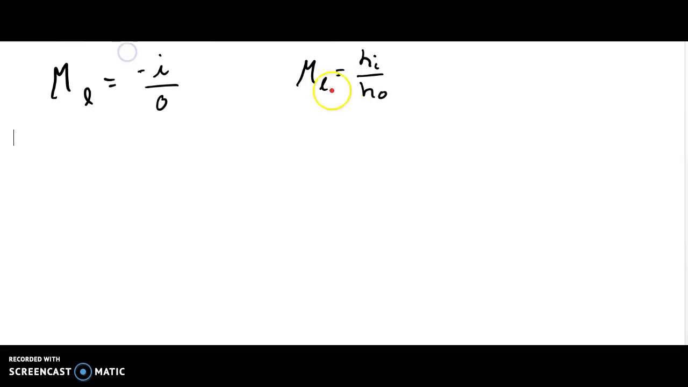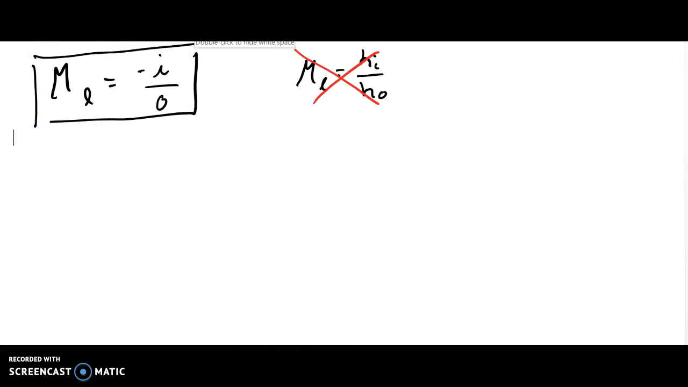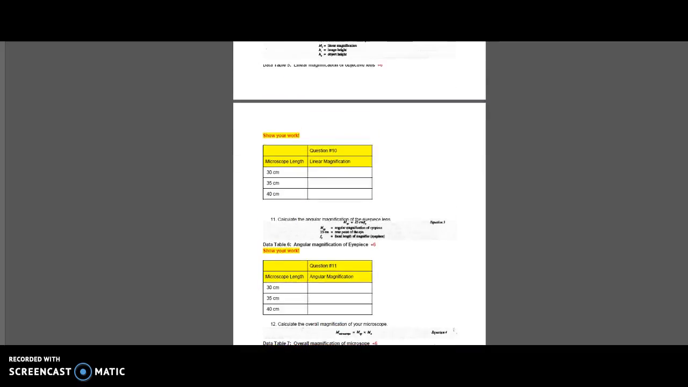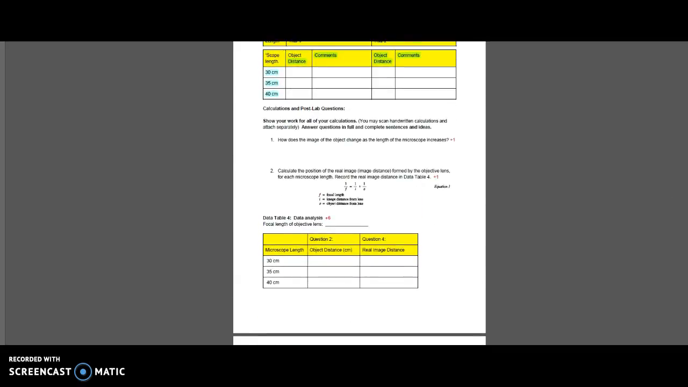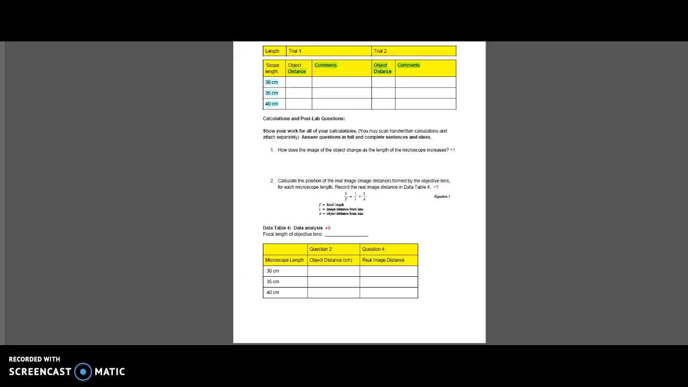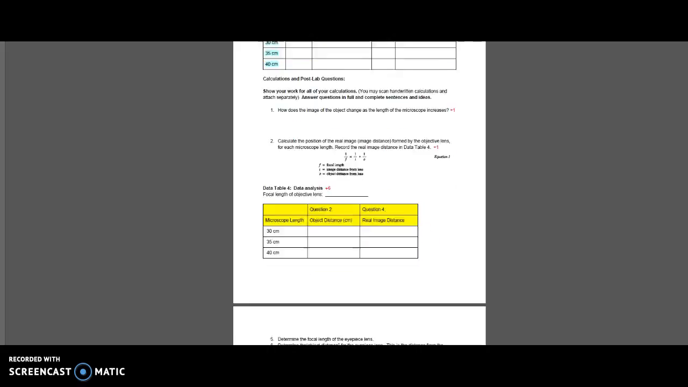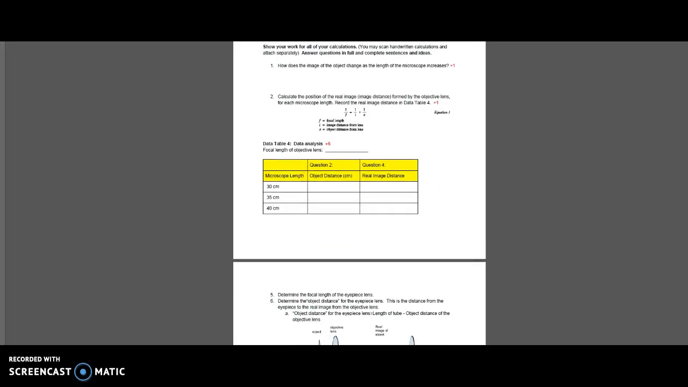So, I'm going to do this in red. So we don't know that. So we have to use this equation. Okay. So from the lab, you have put your experimental data here, and you determined your objective distance right here. And you also calculated your real image distance there.